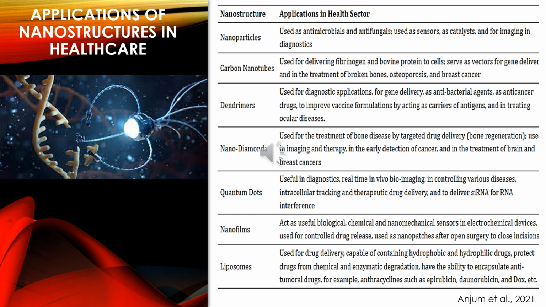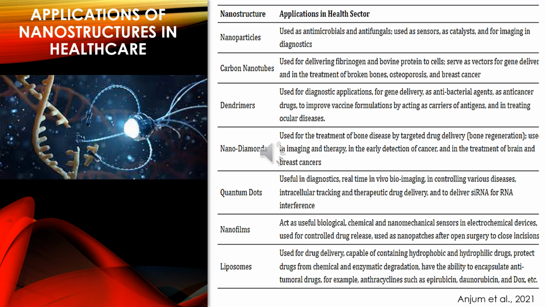Coming to the different applications of nanostructures in healthcare. These nanoparticles are of different types, made up of different metals like silver, gold, copper, platinum, palladium, etc. They are effectively used as antimicrobial and antifungal agents, and they are effectively used in developing sensors. They are used as catalysts, and they are effectively used for imaging purposes, in diagnostics of cancer and various other diseases. Next is carbon nanotubes. These carbon nanotubes are tube-like structures that effectively deliver the drugs and molecules to the target cell.